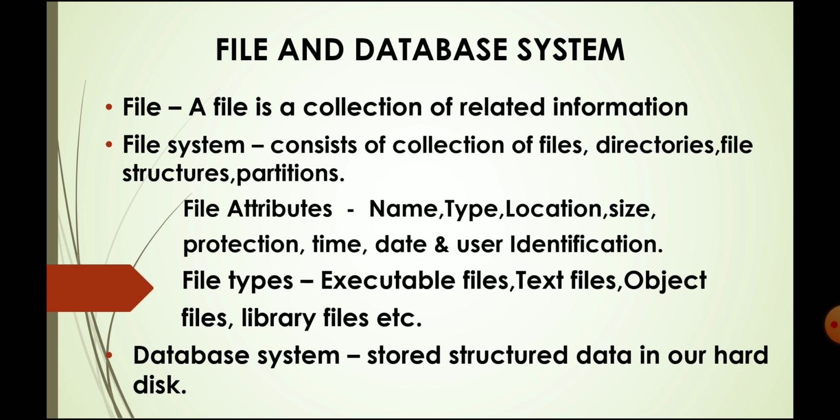In a file system, for example, take the MS Word application. There we can create data and store it in the system's hard disk without any structure. Here we can store raw data only. But in a database system, we can store structured data like roll number, name, address in tabular form. So we can access and delete the files easily, and we can store more data in the database system.